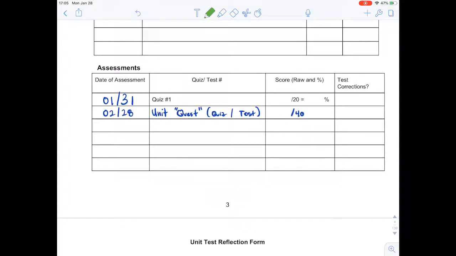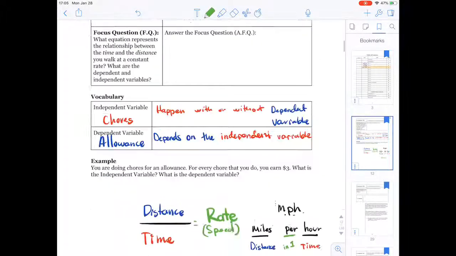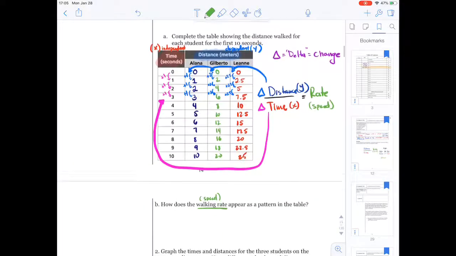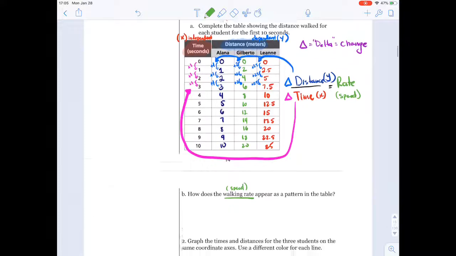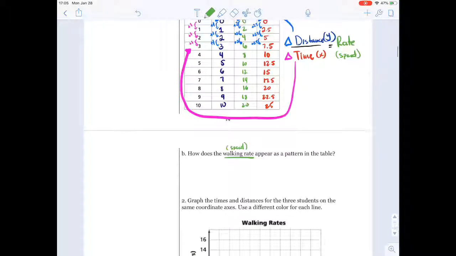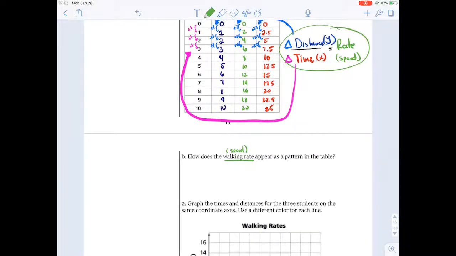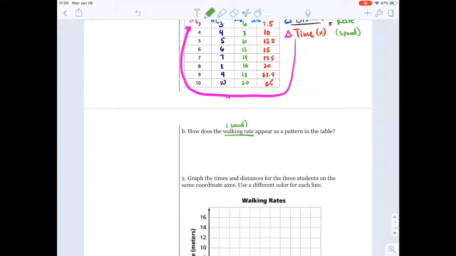All right, so just a quick review. We just finished 1.1. We started 1.2, and we were somewhere around here. Okay, so question B we answered was over here. It's going to ask us to graph the times and distances for all 3 students on the same coordinate axis.